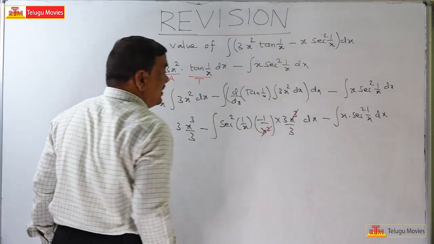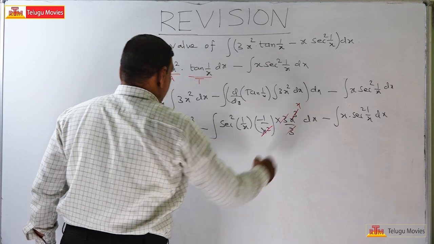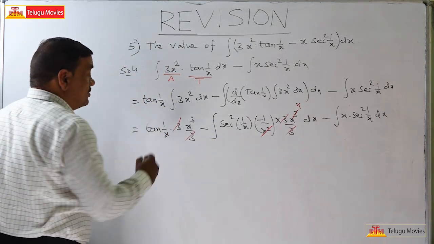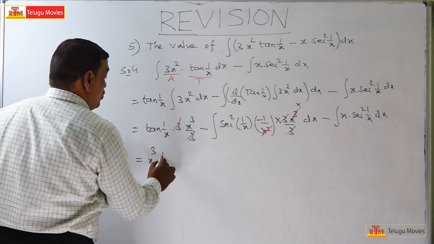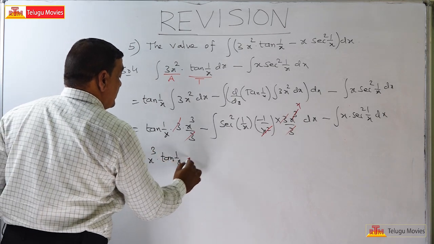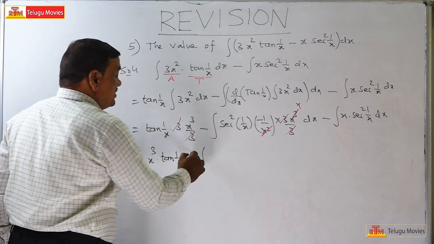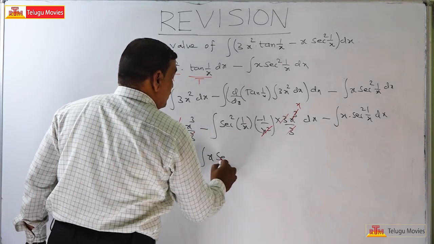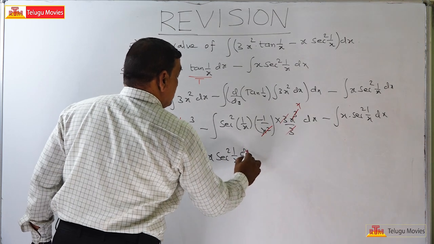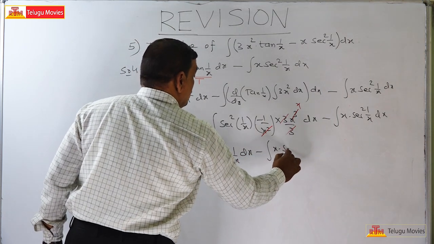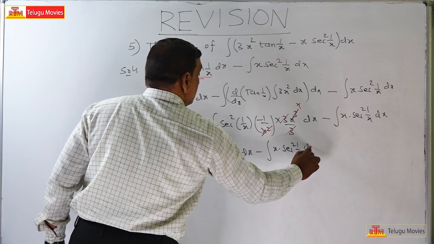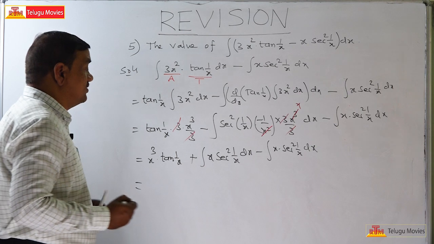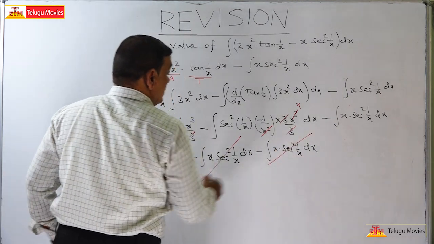Here x times 1/x cancels, here 3 cancels, here also 3 will cancel. So what remains? This is equal to x cube into tan of 1 by x minus, already minus is there here, plus. So only one x remains, x into secant square 1 by x dx, minus x into secant square 1 by x dx. Understand this? Now is there any more cancellation? This is a plus and it is a minus.